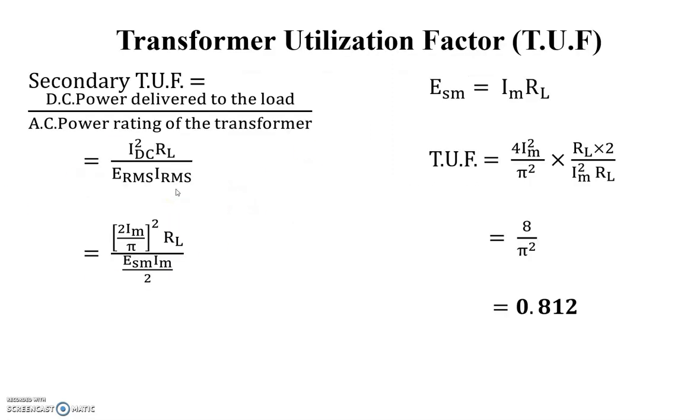So next we will move on to the transformer utilization factor. What is the transformer utilization factor? It is nothing but the ratio of DC power delivered to the load to the AC power rating of the transformer. So what is the DC power? Idc square into RL, and AC is Irms into Irms. So substitute this value and neglect the Rs and Rf value, and then Esm is equal to Im into RL. Substitute this instead of Esm, Im into RL, and then simplify this, which gives 8 by pi square, that is equal to 0.812.